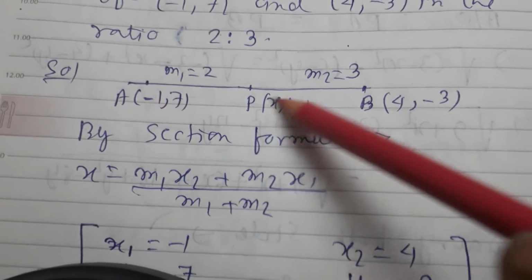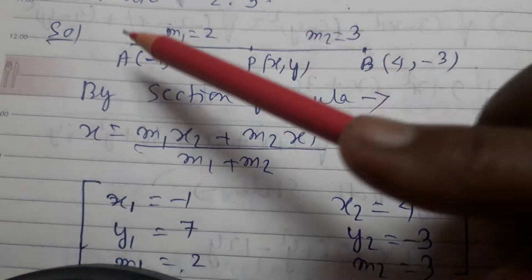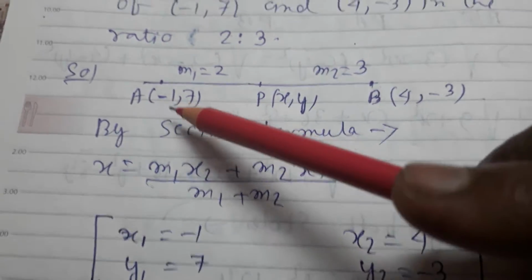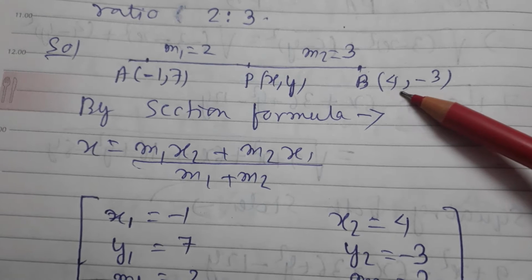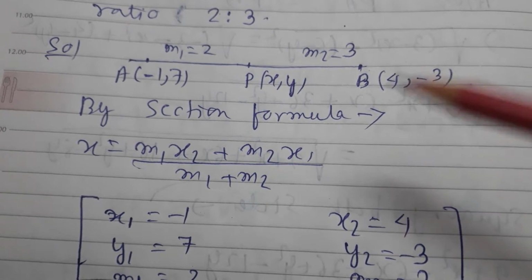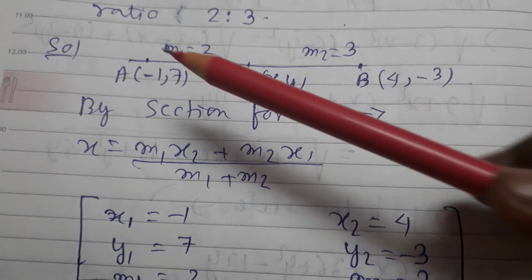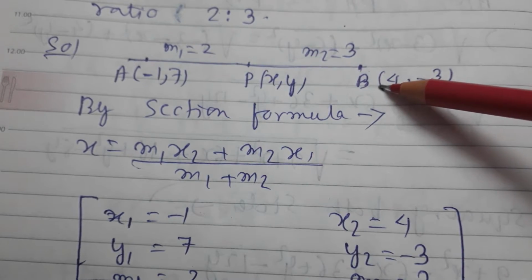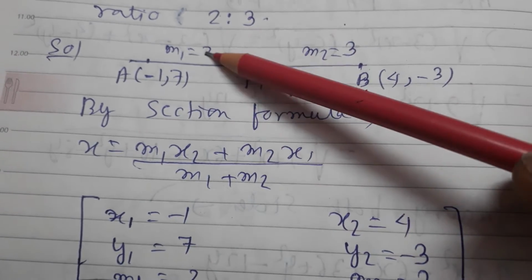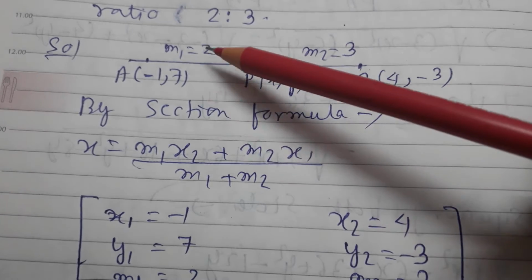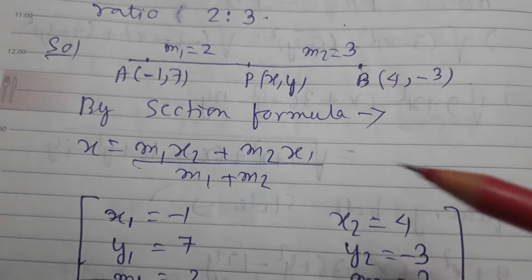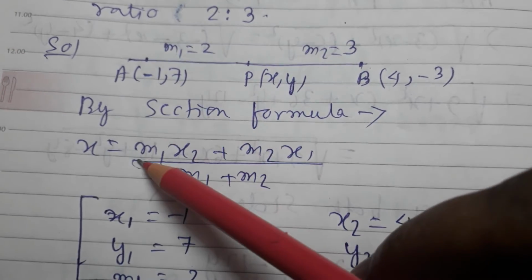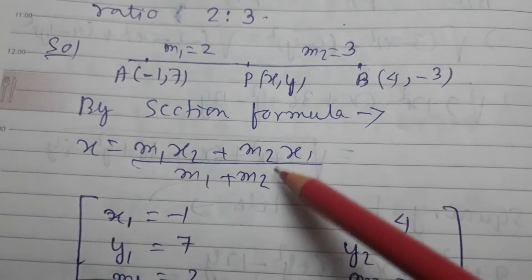This is a line segment AB, and the coordinate of the point A is (-1, 7) and the coordinate of B is given (4, -3), and P is a point which divides the line segment AB in the ratio 2:3. So this 2 I have taken as m1 and this is m2. Now in this problem we have to use the section formula.